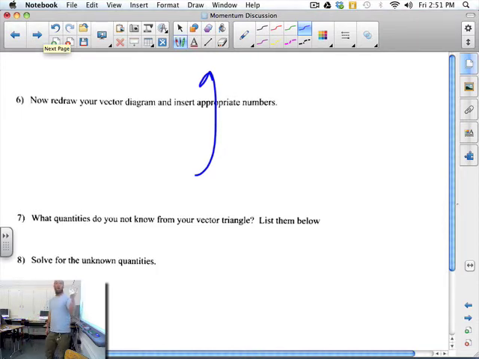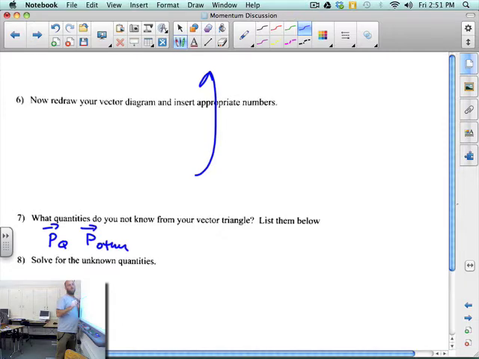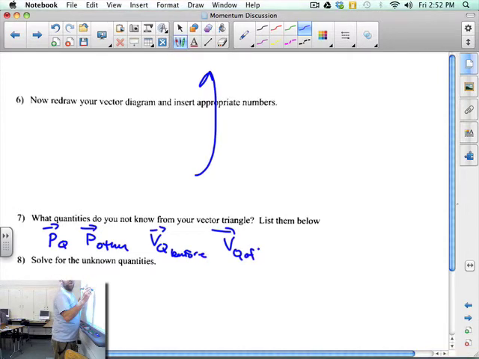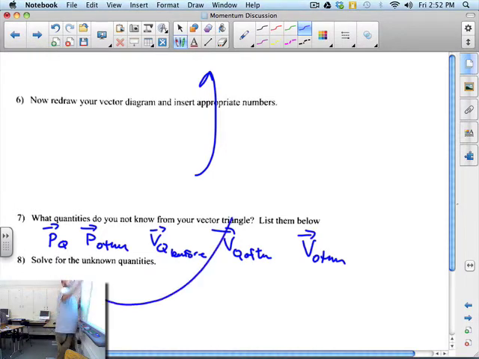What quantities did we not know from our vector triangle? We only had one momentum. Remember that? We didn't have the momentum of the cue ball. We didn't have the momentum of the other ball. You had the angles. We had the angles. What else didn't we have? We didn't have the velocity of the cue before, right? We didn't have the velocity of the cue after. Did we find all of this? We didn't have the velocity of the other after. Did we find all of it? And we did. This was done.